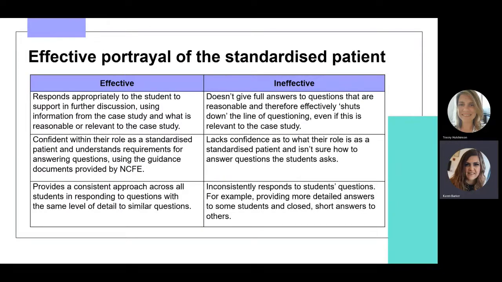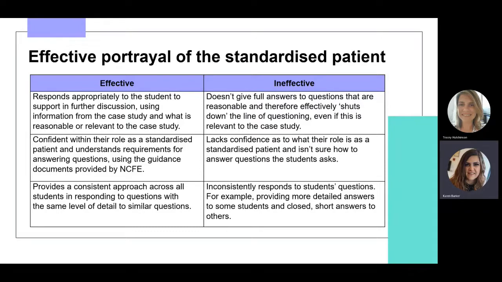Now let's look at how to effectively portray the standardised patient. The table on this slide shows a summary of an effective versus an ineffective standardised patient. An effective standardised patient responds appropriately to the student to support further discussions, using information from the case study and what is reasonable or relevant to the case study. Whilst an ineffective standardised patient doesn't give full answers to reasonable questions and therefore effectively shuts down the line of questioning, even if it is relevant to the case study.